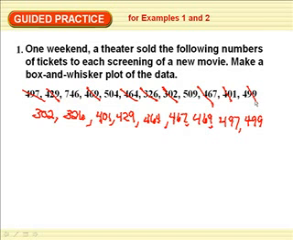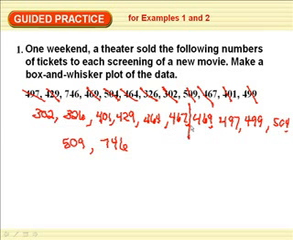499, 504, 509, and 746. Alright, so let's see how many numbers that is. 1, 2, 3, 4, 5, 6, 7, 8, 9, 10, 11, 12 of them. So if I'm going to find the middle of 12, that's 6 on each side. 1, 2, 3, 4, 5, 6. So I would put a line right there.